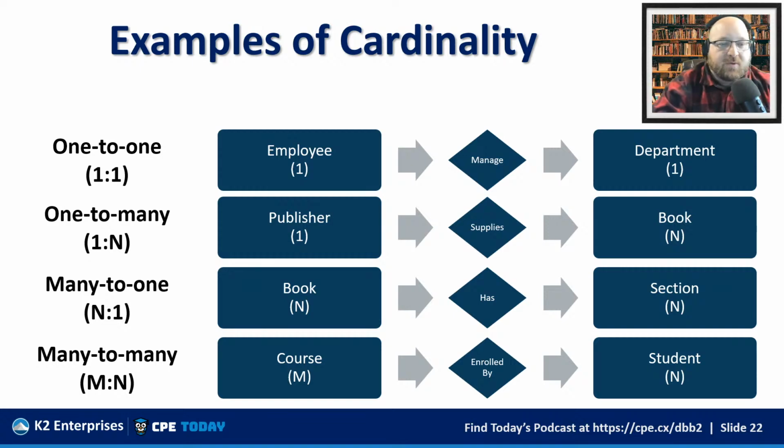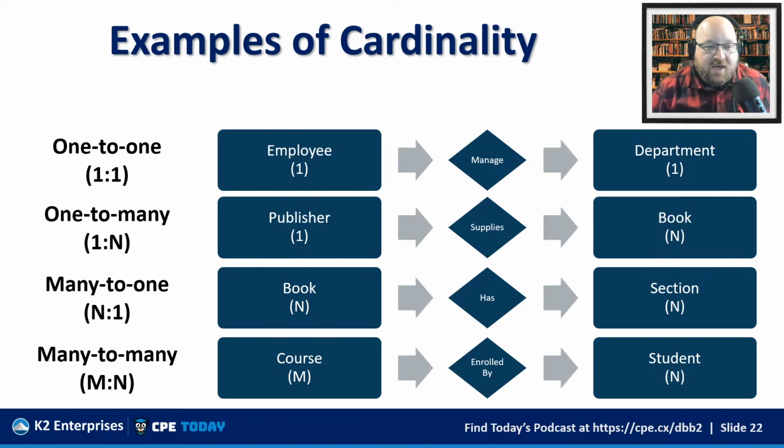Now, we could also go many to one. These are virtually the same. In this particular instance, a book can have many sections, but a section will only ever contain or be in one book. It's pretty much the same relationship.